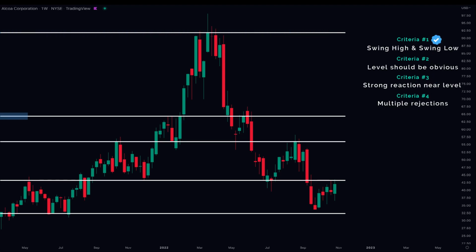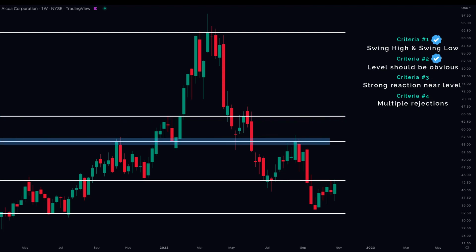The next level is not that obvious since it represents small swings. We notice a strong reaction to the downside here, so condition 3 is met. Condition 4 is confirmed by these 2 rejections.